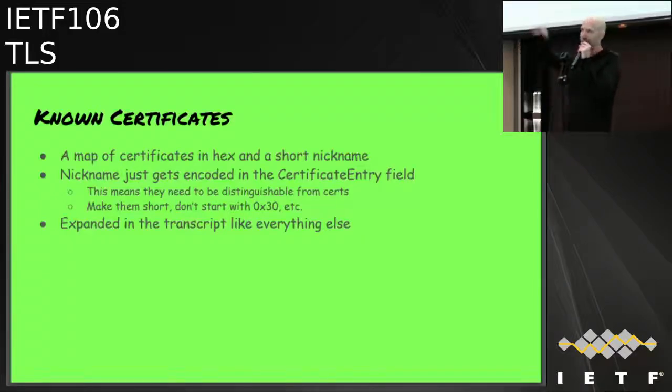which is just the flat out certificates and a nickname for them. And then you literally just encode the nickname in the certificate entry field as if it was a certificate. As long as you make sure that you can distinguish them from certs, then it's not a problem. So don't have them begin with 0x30 or have them be really short. And then these get blown up in the transcript like everything else. That's actually a really important point, because you don't want very short names that don't appear in the transcript, because that creates confusion in the transcript about who you're talking to, so UKS type attacks. So this is very straightforward, but it works nicely. It's kind of a specialized version of cached info.